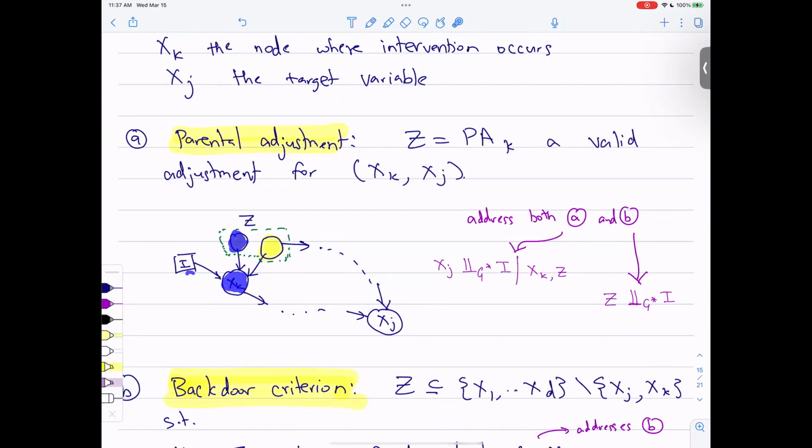Now, this thing blocks the path from I to XJ. But this one has opened up the path from I through XK through this leftover thing all the way to XJ, and I'm not conditioning on that. So if I chose only this node as my adjustment set, then that wouldn't work. Only B is true, not A.